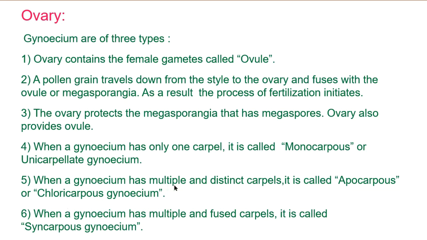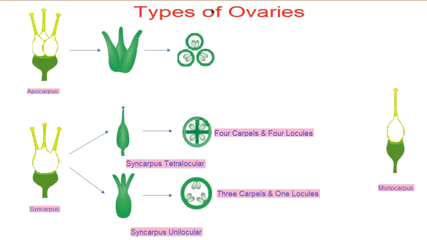When a gynoecium has multiple and distinct carpels, it is called apocarpous or choricarpous gynoecium. When a gynoecium has multiple and fused carpels, it is called syncarpous gynoecium. Now moving forward, you will see the diagrams of these gynoeciums. These are the types of ovaries.